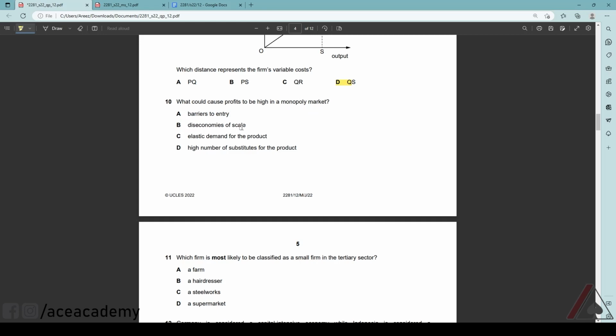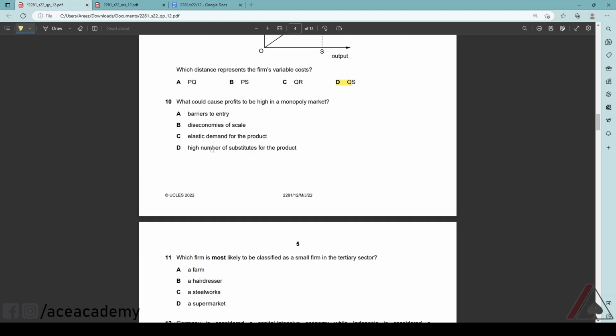B, economies of scale. These economies of scale would be the reason why profit margins in the long run decrease and not increase or are high. So B is not the answer. C, elastic demand for the product. Elastic demand does not only apply to the monopoly market, right? The reason why profits are going to be high is because there's only one single seller of the product, not because the demand is elastic.